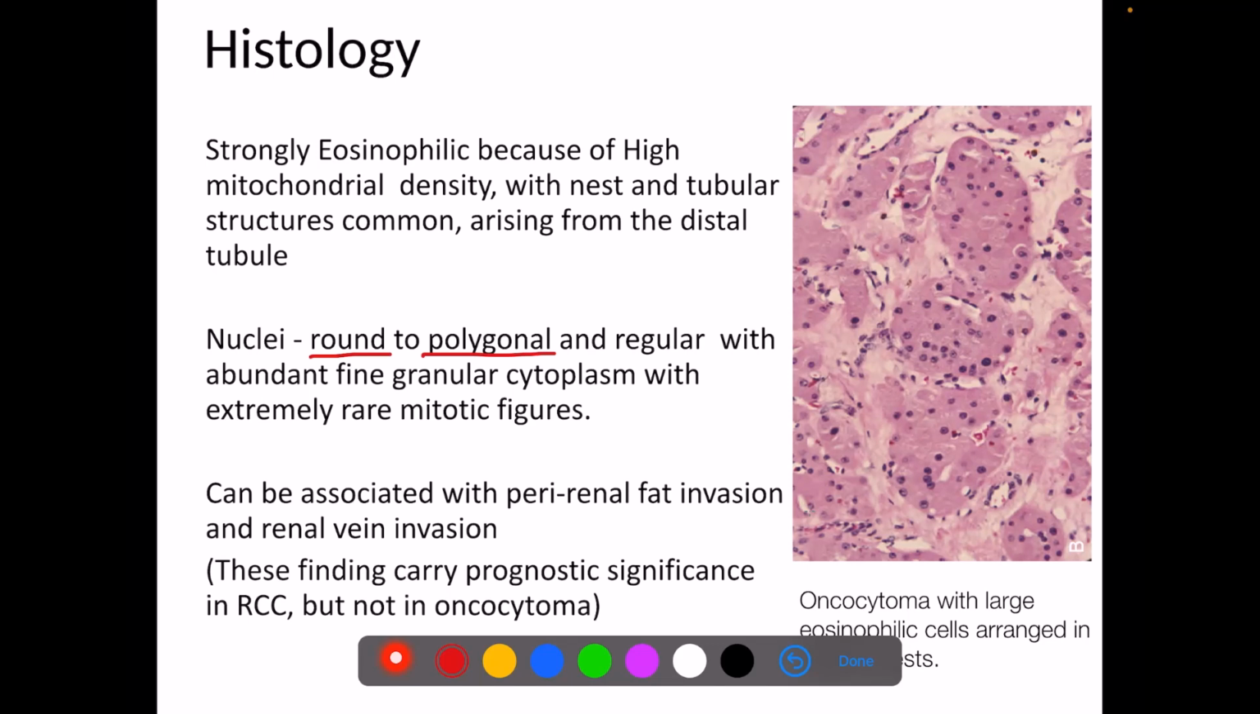These can be associated with perirenal fat invasion and renal vein invasion. However, in the case of oncocytoma, they do not carry any prognostic significance, whereas they carry prognostic significance only in renal cell carcinoma. And this is a histological image showing the eosinophilic cells because of high mitochondrial density, and the nuclei are round to polygonal.